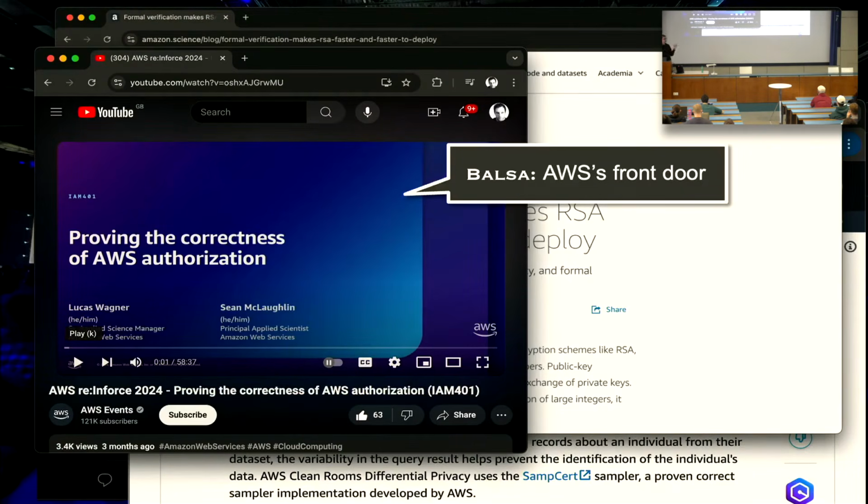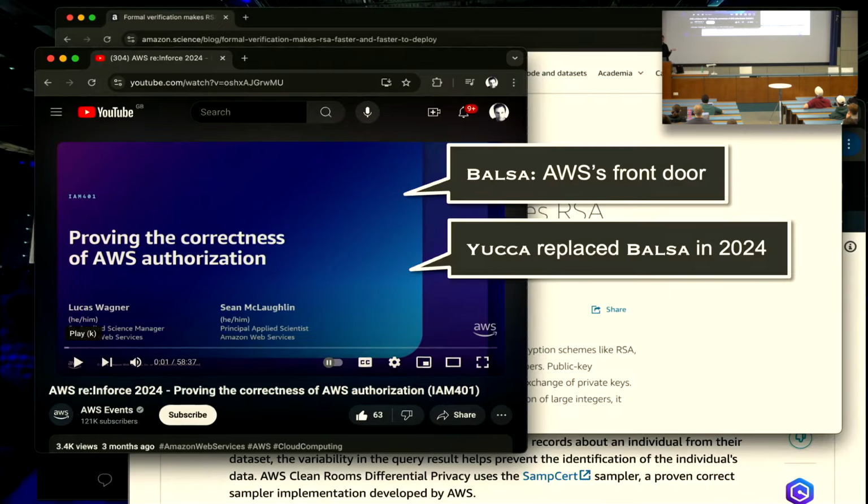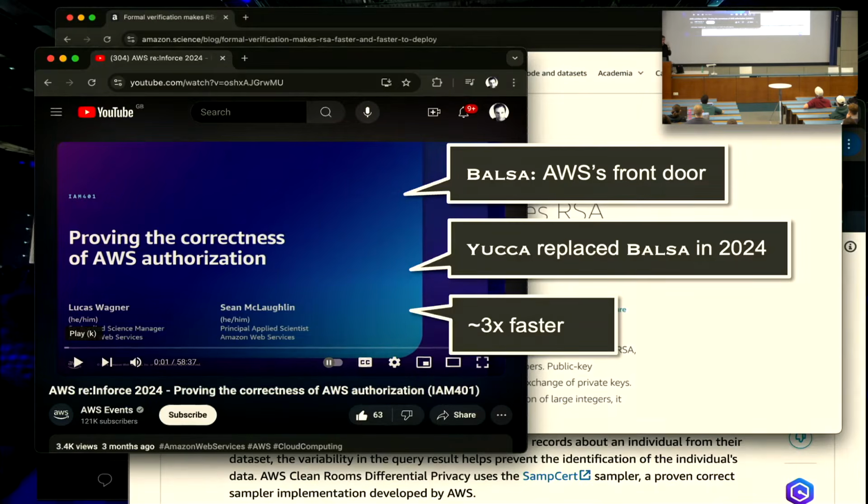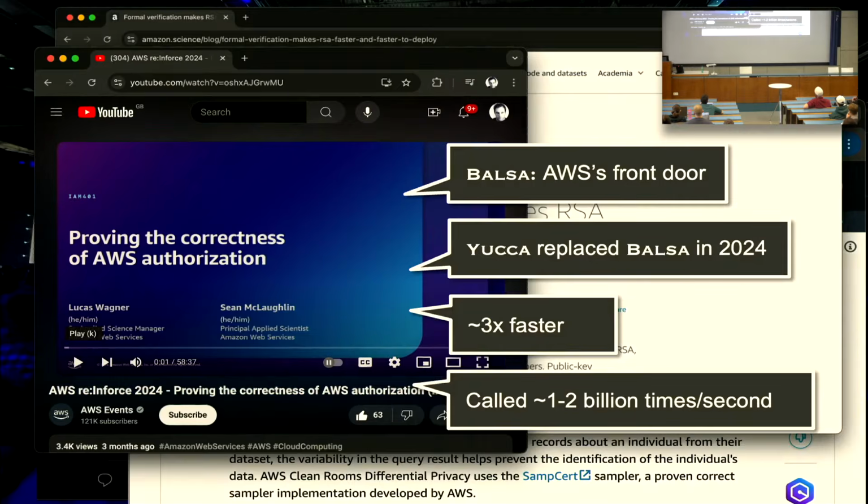There's a very nice talk about the proof of correctness of that policy interpreter. Remember, I mentioned that whenever you call AWS, we call this policy interpreter. Well, that's some code, and it was called Balsa. We replaced it with something we called Yucca, and we proved it correct. It also turns out to be 3 times faster, right? And that's actually called 1 to 2 billion times per second, which is kind of mind-boggling. AWS is called 1 to 2 billion times per second.